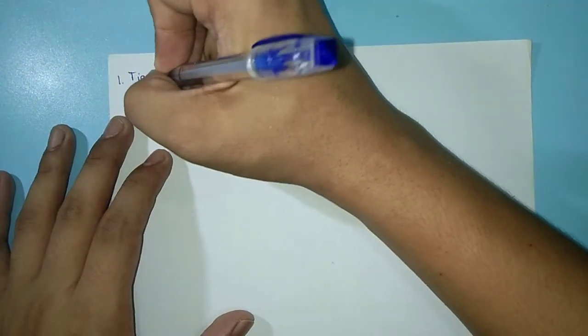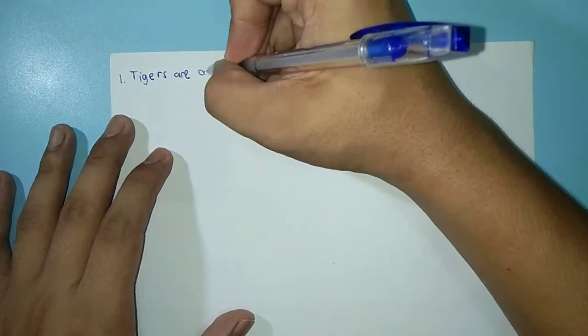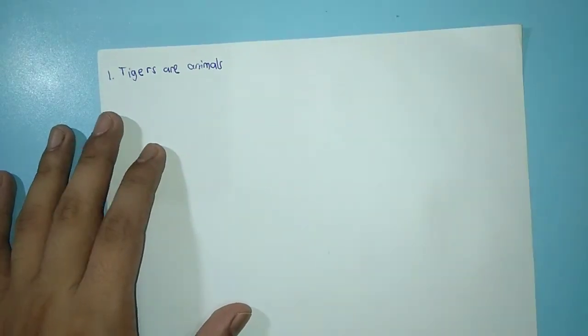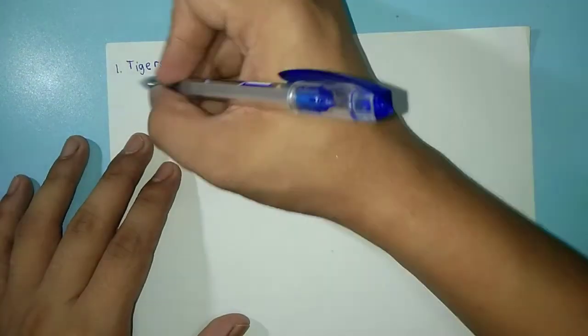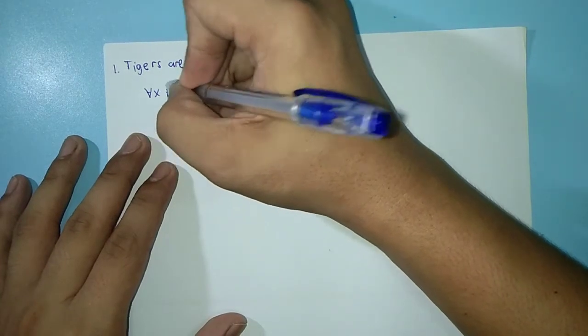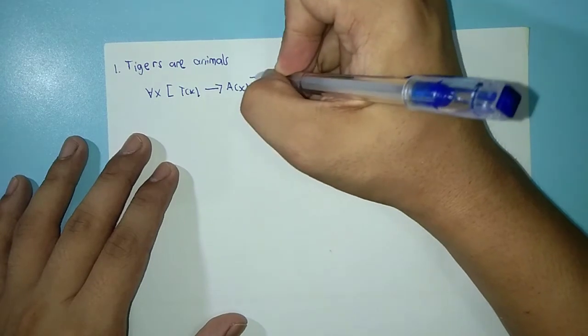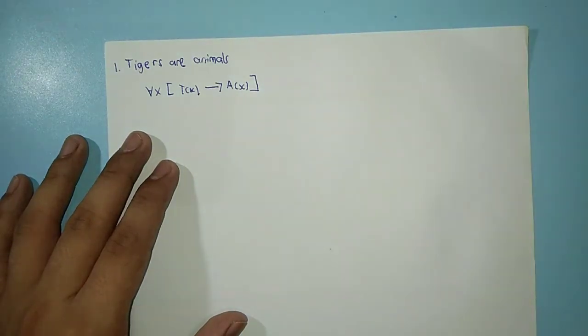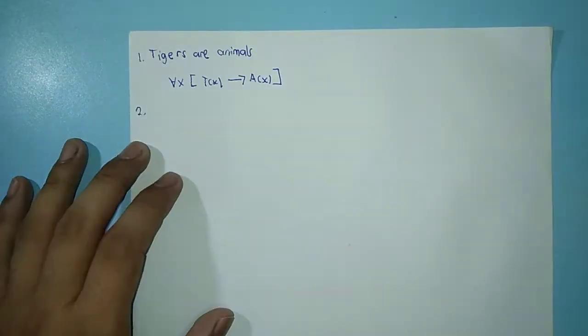Okay, so for another example, let's say we have the statement: tigers are animals. So how do we symbolize that? So that is for all x, T of x implies A of x. So it's just a universal affirmative, right? Simple statement.